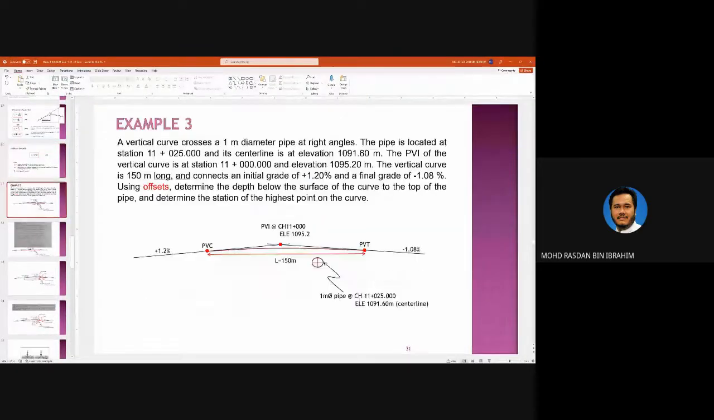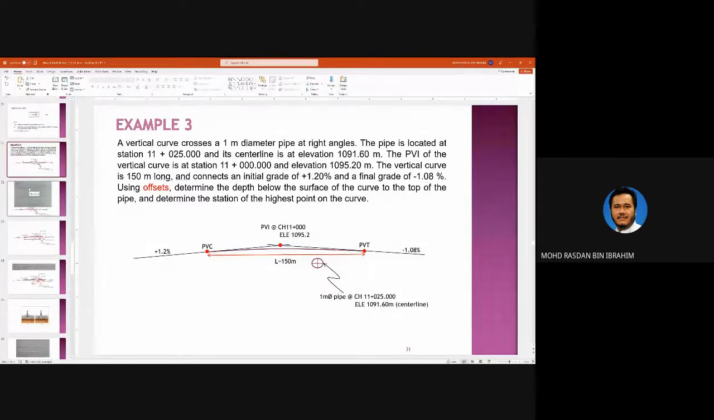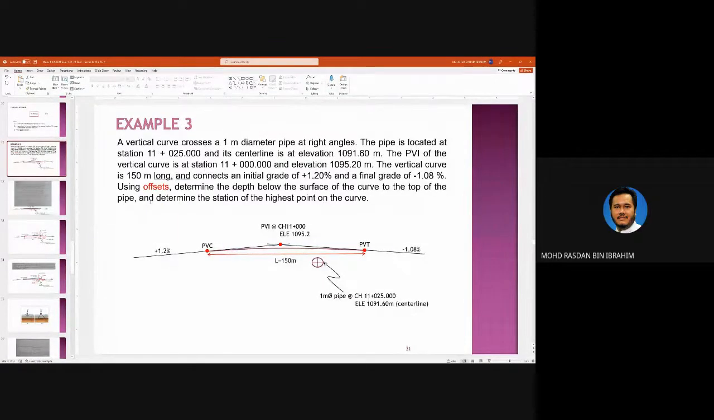All right, example 3. So you have a pipe with a diameter of 1 meter crossing a road. The location of the pipe is at chainage 11 plus 25. The center of the pipe here is chainage 11 plus 25. And the elevation of the center of the pipe here is 1091.6. So 1091.6 is in the middle of the pipe.